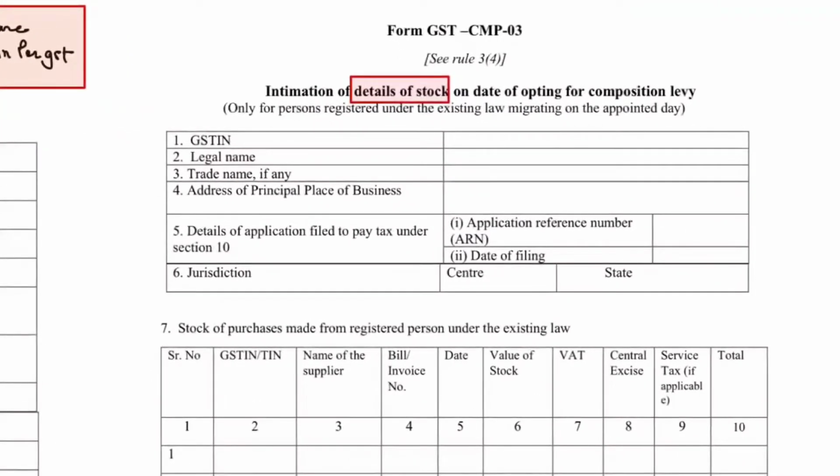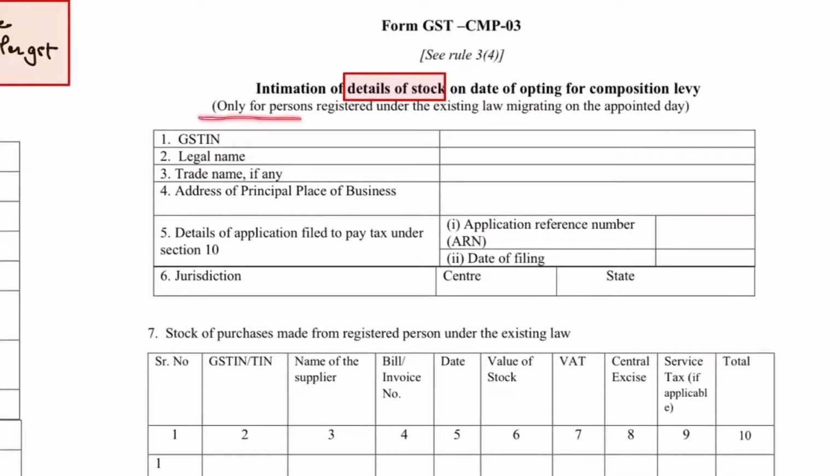Say for example, you have opted for it and you have got the grant, your registration in the composition scheme got granted by the authority. So on that day you are moving to composition scheme. Now you have to file a form which is GST CMP 03, intimation of details of stock on the day of opting for composition levy. Why is this done? Because we know in composition scheme, ITC is not available. I am not eligible to claim taxes, but I must have something in my stock. If I have some stock, then only I have to file form GST CMP 03, in which all details are given. See, what is this?